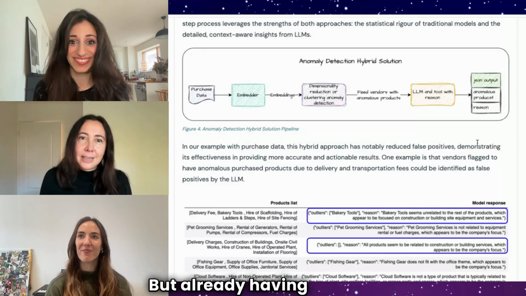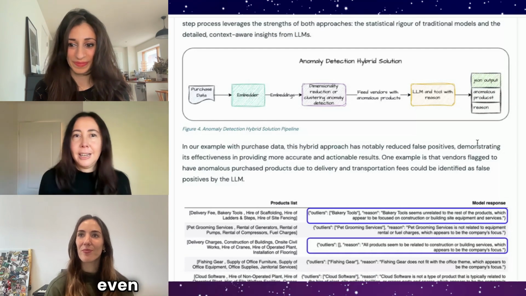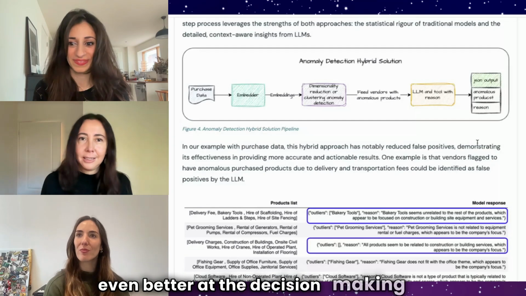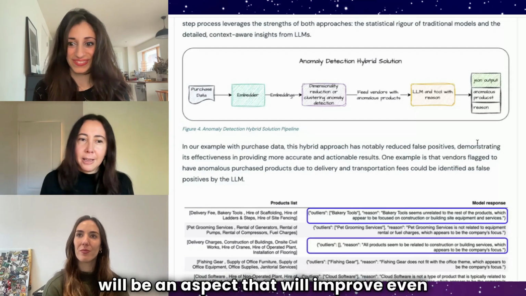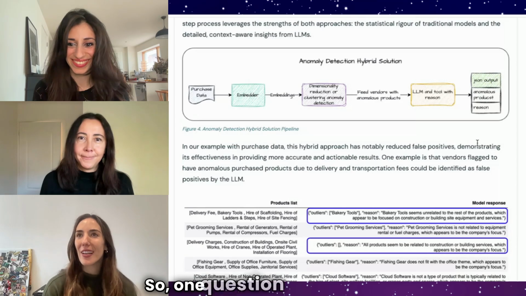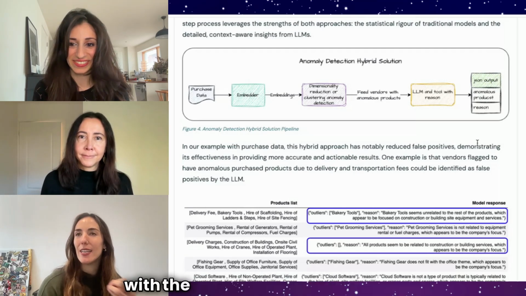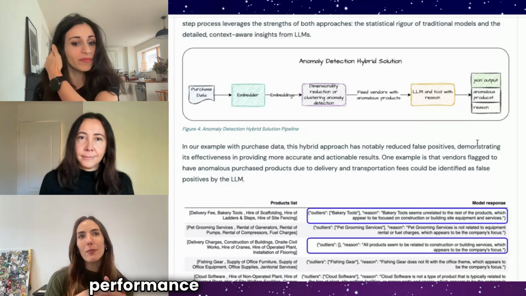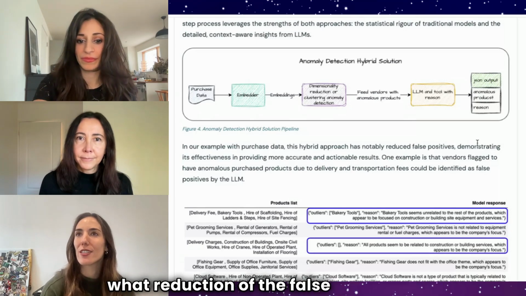But already having RAG or some tools helping the LLM to get even better at decision making will be a next step that will improve even more the accuracy of the solution. So one question on my side. In this current approach, with the addition of the LLM, what performance improvement did you see, or what reduction of the false positives?